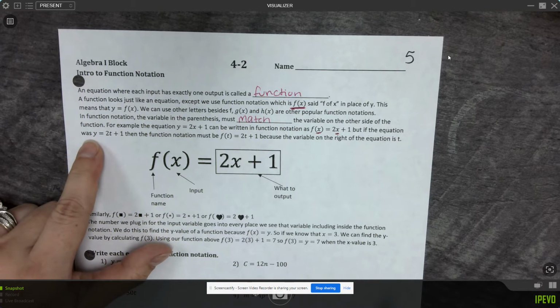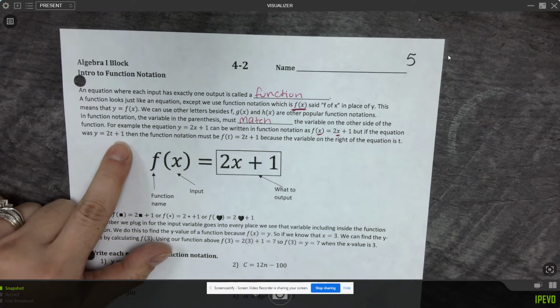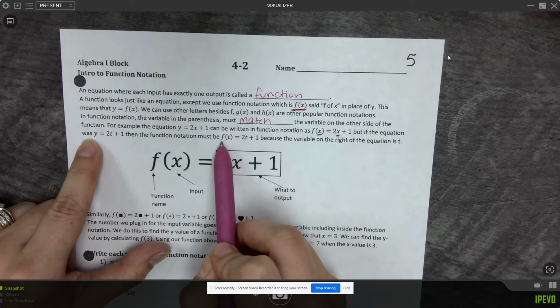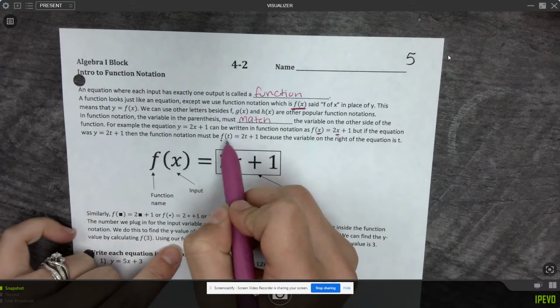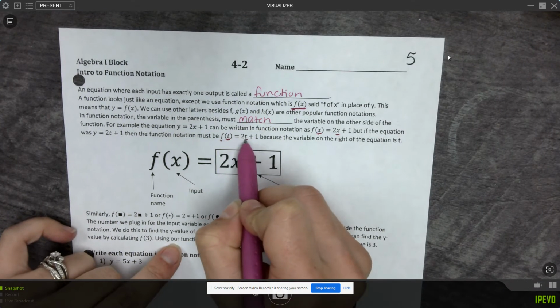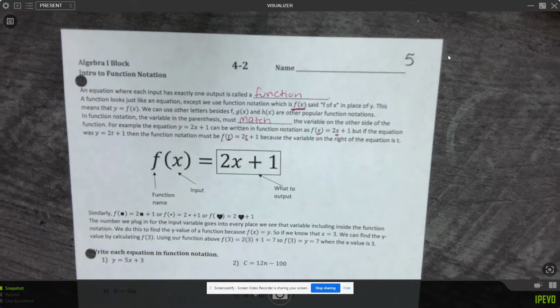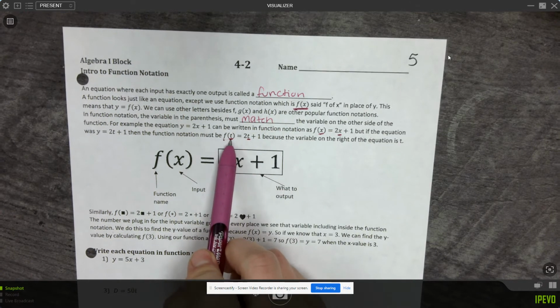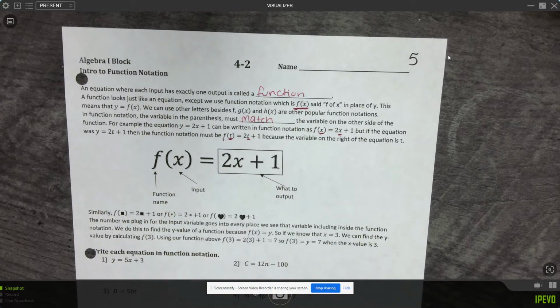If, however, my equation was y equals 2t plus 1, I'm going to replace my y with my function notation. I can still use an f, that is fine, but I have to use a t because there's a t on the other side. You do not get that choice. You get the choice of the letter in front, but the letter on the inside, you do not.